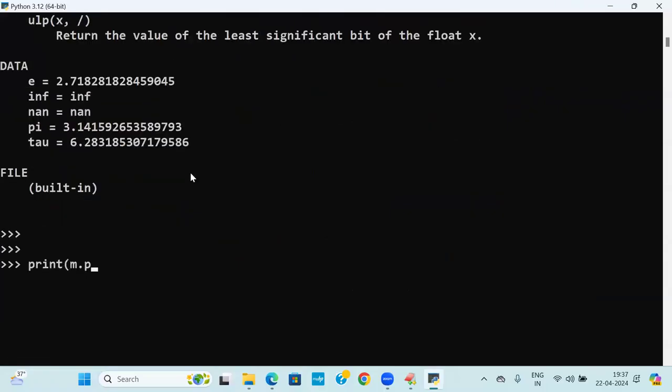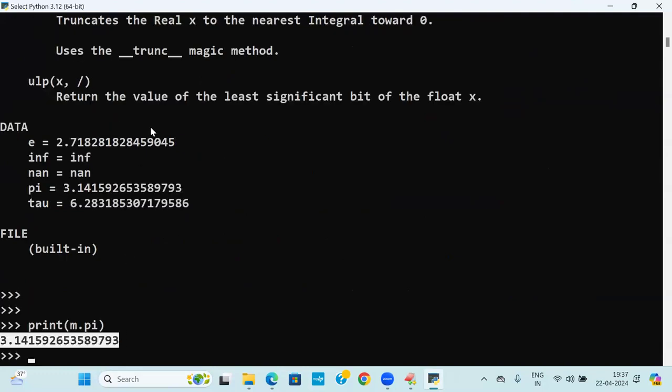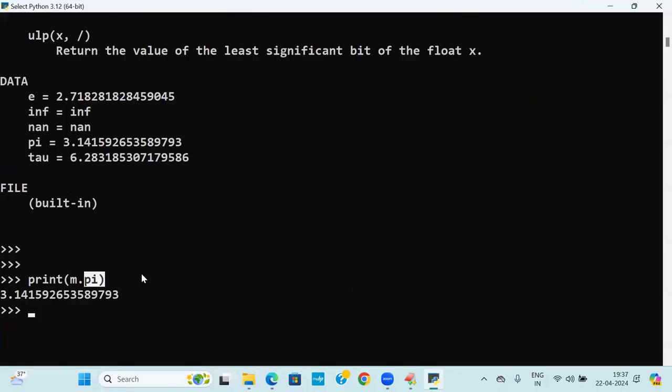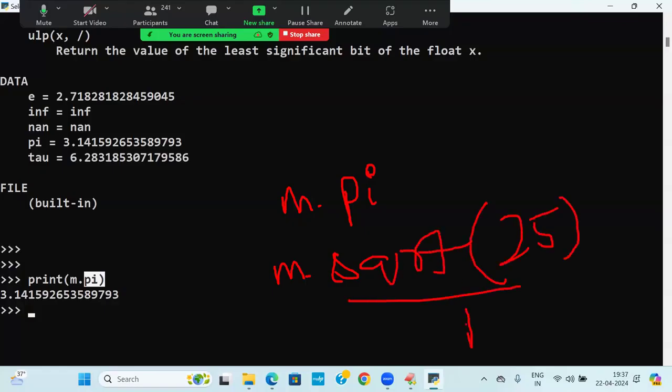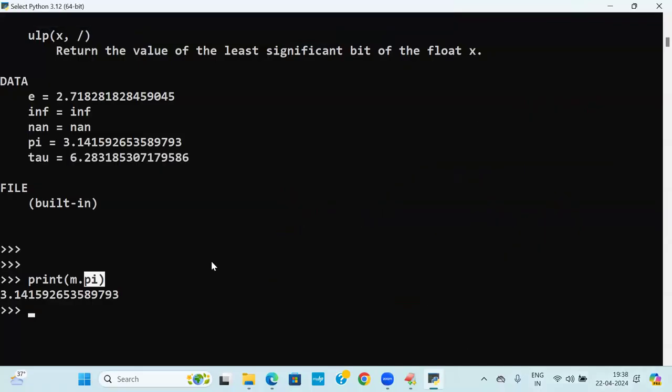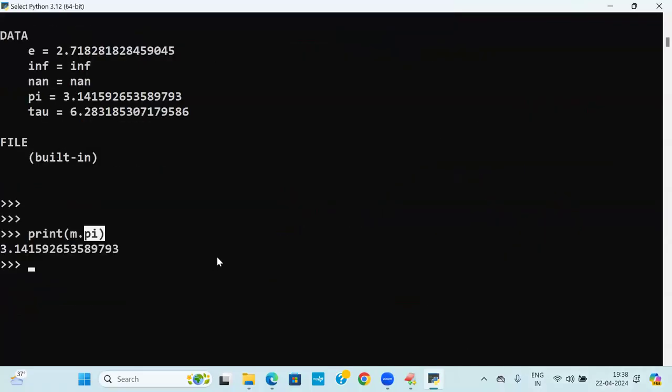Print of what? m dot what? Pi. What is m called? An alias name for my module. What is pi called? My data member. See, am I getting my value as it is or not? m dot pi. m dot sqrt of 25. This is called a function name. This is called a data member name. Are you able to follow me? Tell me, both of them are present where? In the module only. Easy or difficult?